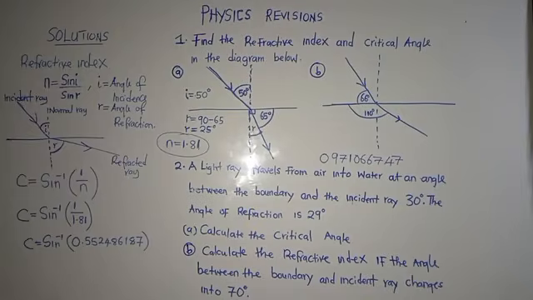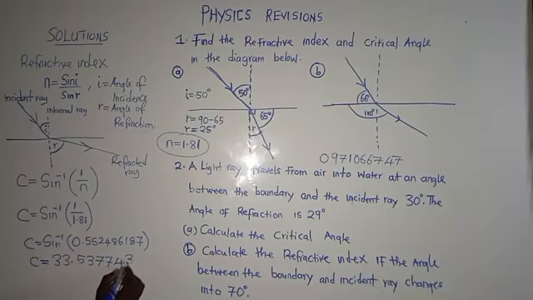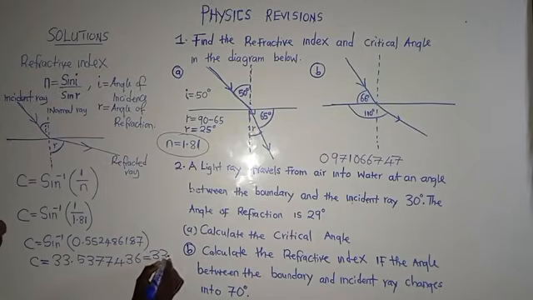According to my calculator, the answer that I'm getting is 33.5377436, which, if I round it off, is the same as 33.5 degrees.